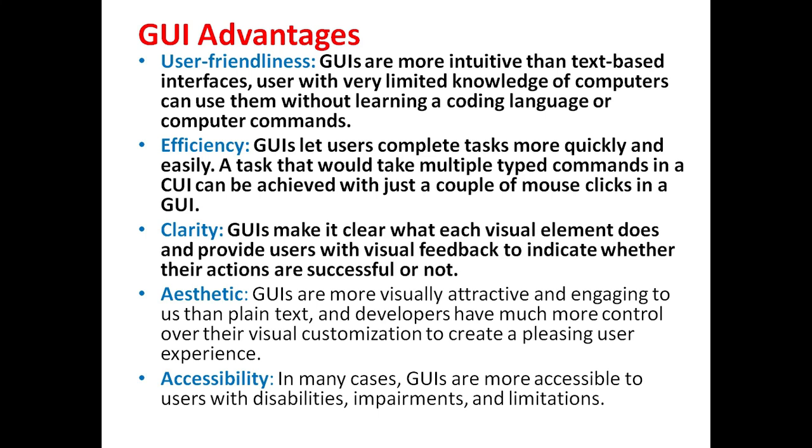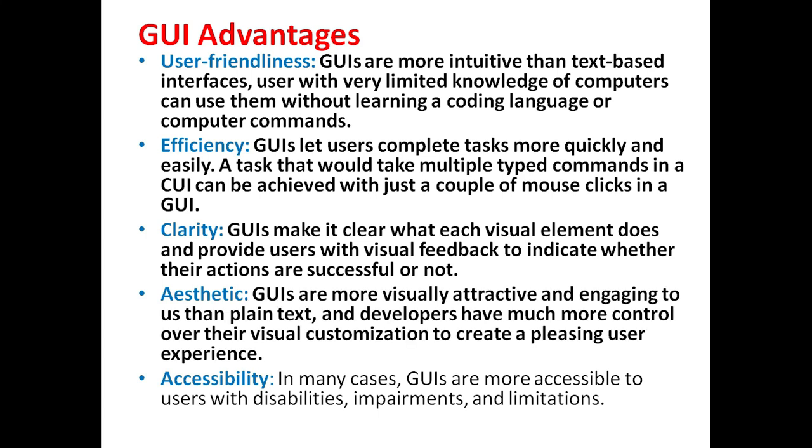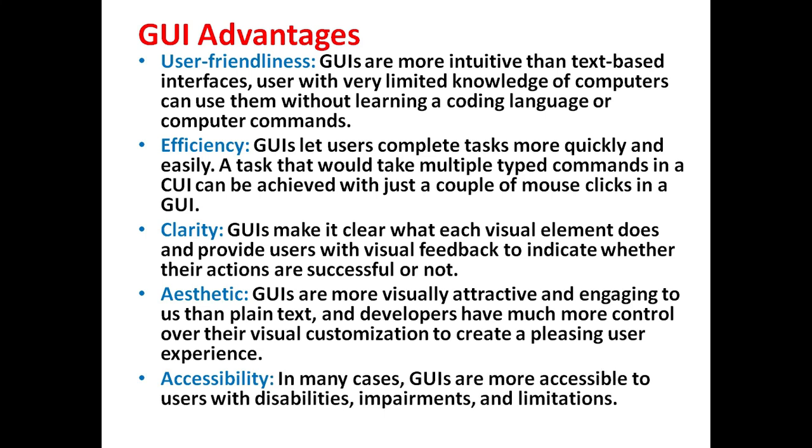Then clarity. GUIs make it clear what each visual element does and provide users with visual feedback to indicate whether the actions are successful or not. Then aesthetics. GUIs are more visually attractive and engage the user more than plain text, and developers have much more control over their visual customization to create a pleasing user experience. And accessibility. In many cases, GUIs are more accessible to users with disabilities and limitations.